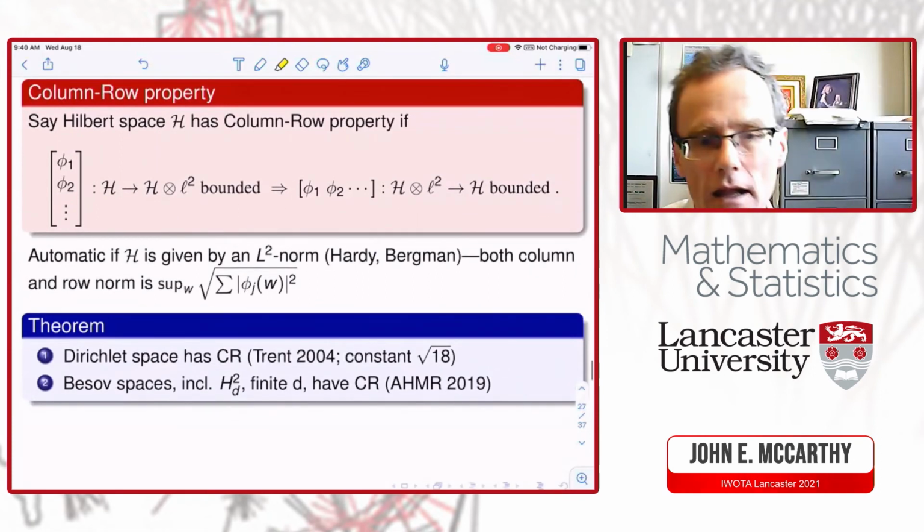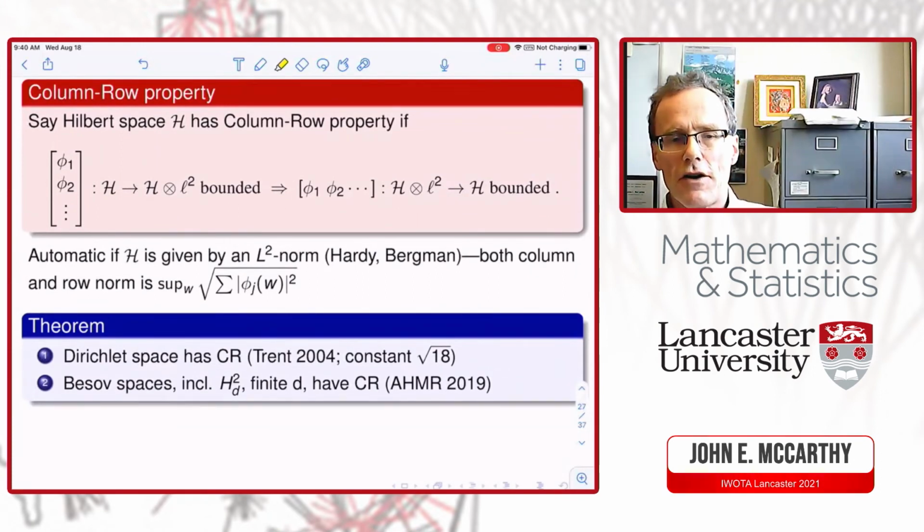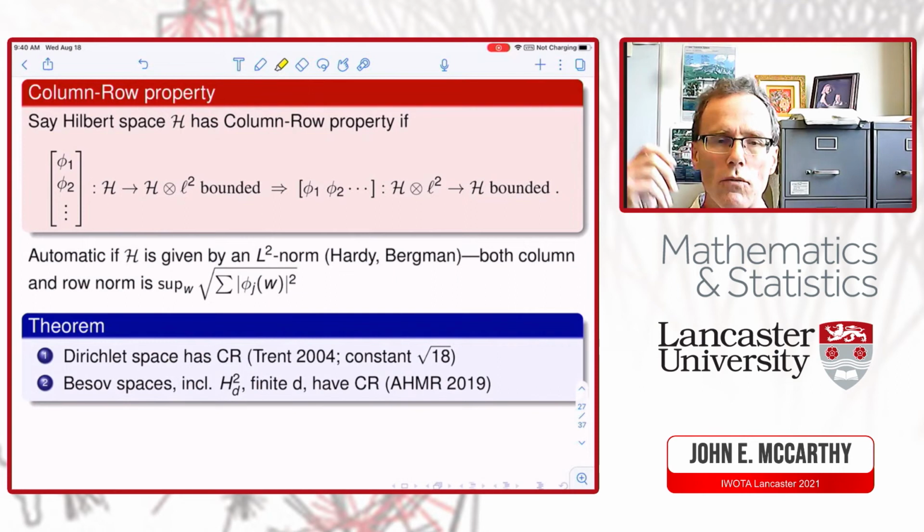So this property was first observed by Trent in 2004, and he proved that the Dirichlet space has the column row property. And he proved it with a constant of square root of 18. Then we showed that Besov spaces, including all the Drury-Arveson spaces for finite d, also have the column row property, but with some constant that blew up with d.